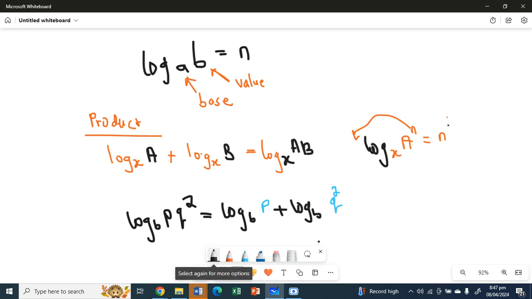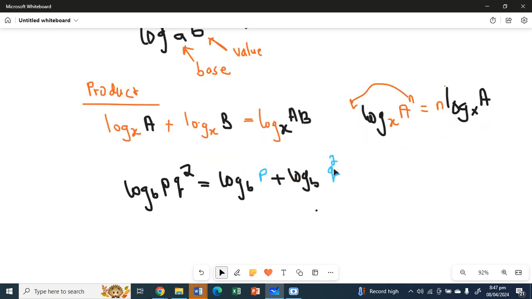So let me continue. I was explaining the power rule. Whenever there's an exponent, you bring it in front of the logarithm, as you can see here, n log_a x. This is the power rule. So we're going to apply the power rule here. We have log_b q squared. This 2, we bring it in front of the logarithm.